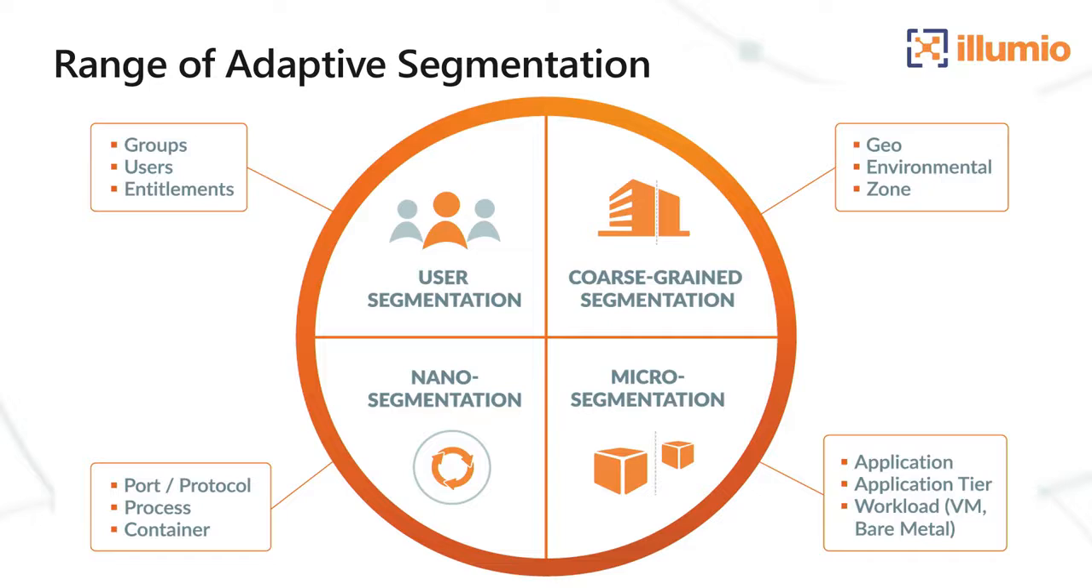So here's just an example, from top right, people use this as a coarse-grained segmentation for separating geographical environments or environmental separation from dev, from production to test, or it could even be based on zones, business units, etc. But then you can get into the application-based segmentation, segmenting specific applications or the tiers, as I mentioned, or the processes. Or actually, you can even bring in the user context.